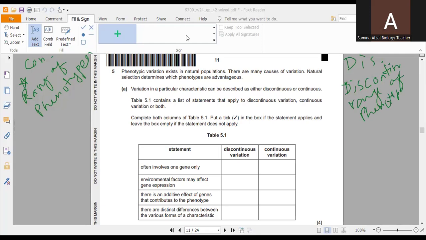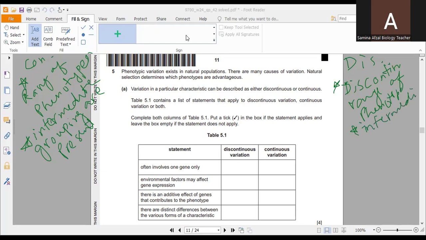In the case of continuous variations, the intermediate groupings are present. Whereas in discontinuous variations, intermediate groupings are absent.